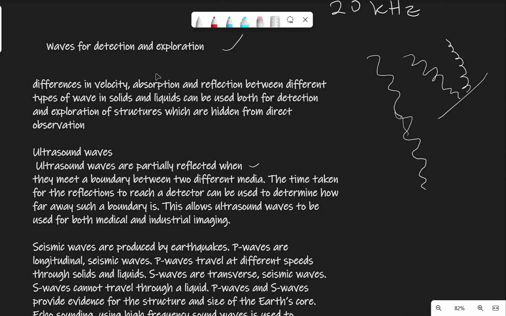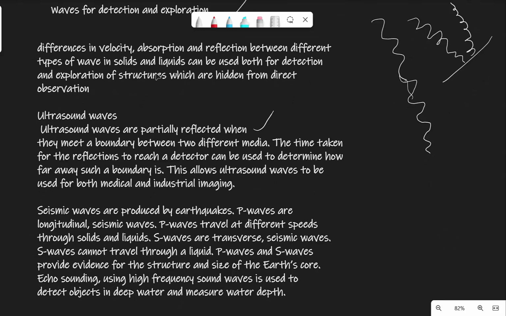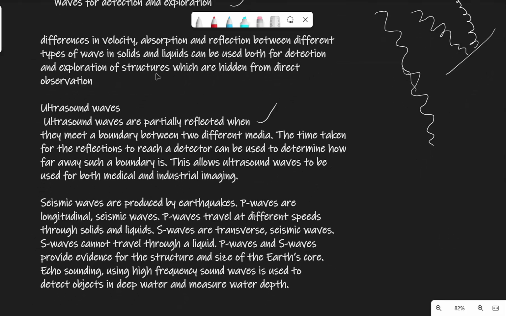Some of the waves are reflected when they meet a boundary between two different media, and the time for the reflection to reach a detector, for instance, we could place a detector across here, can be used to determine how far away the boundary is, using speed as distance over time, because we know what the speed of sound is. This allows ultrasound waves to be used for, as we said, both medical and also industrial imaging.